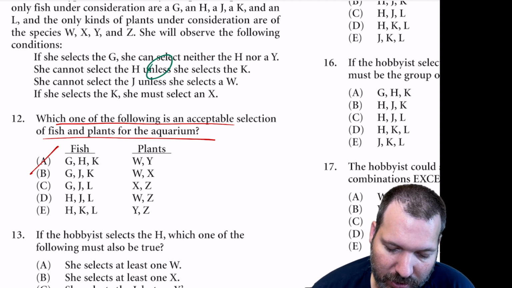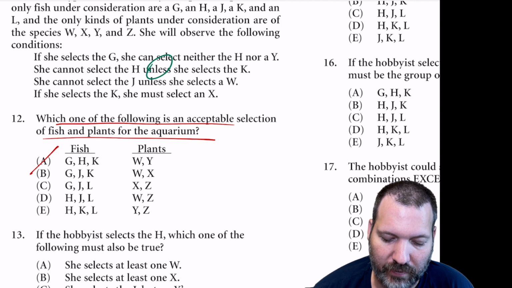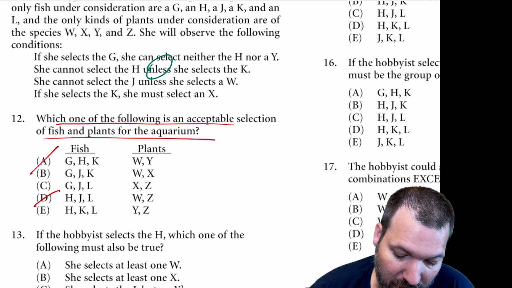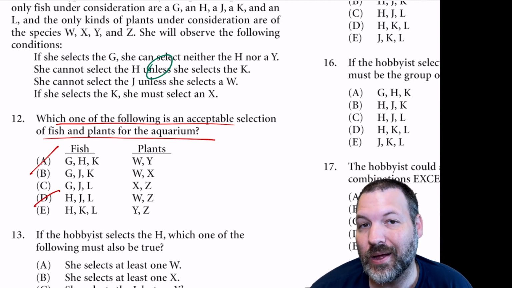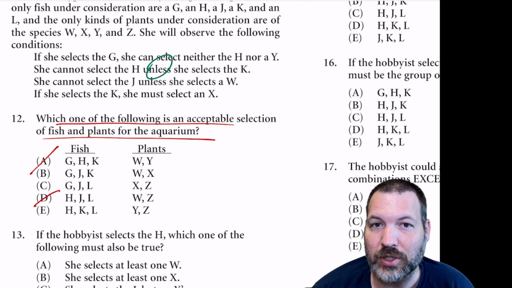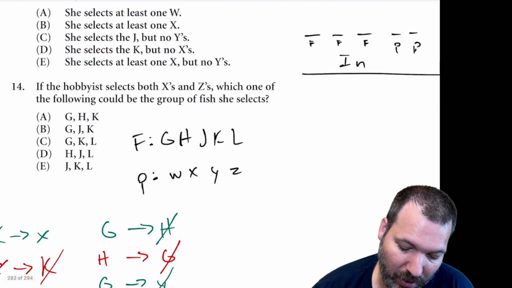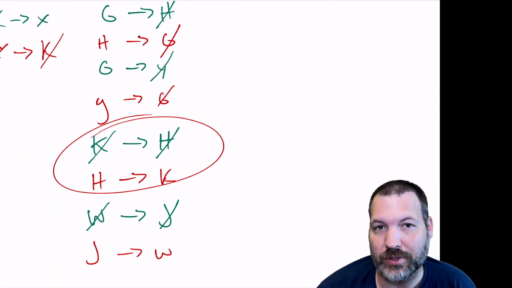She cannot select H unless she selects K, which again, what that means to us is that if she does select H, we know K is also selected, so something like D would be no good, right? When H is there, K is supposed to be there. B, on the other hand, is fine. So remember, just because K is there, that doesn't mean we have to go back and say that H has to be there. That's not the way these clues work. You can't go backwards on the arrow.